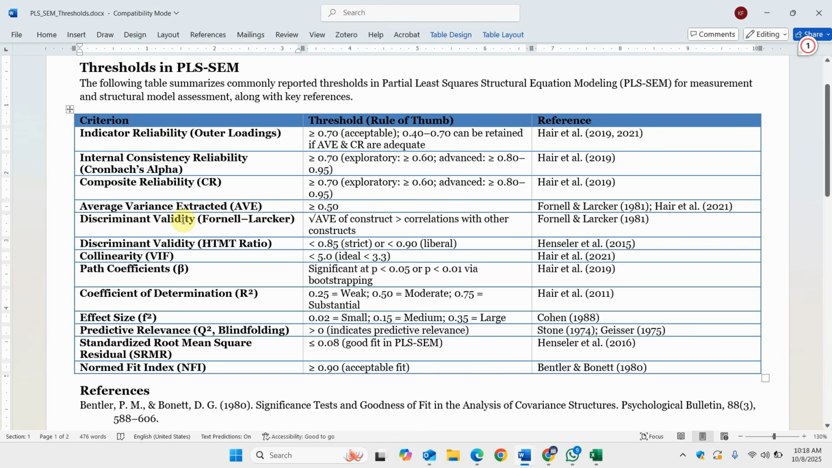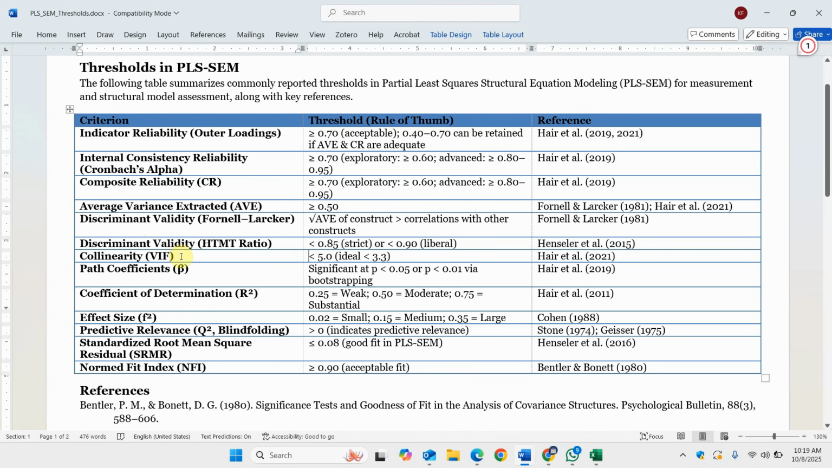For discriminant validity, there are several methods. The traditional method, the one that is most commonly used, is the Fornell and Larcker criterion. And for that, the square root of AVE for each construct should be greater than its correlation with all the other constructs in the study. For HTMT, a stricter, more conservative measure is 0.85, that is the heterotrait-monotrait ratio of correlations value should be less than 0.85. A more liberal measure is 0.90, and the reference is Henseler 2015.